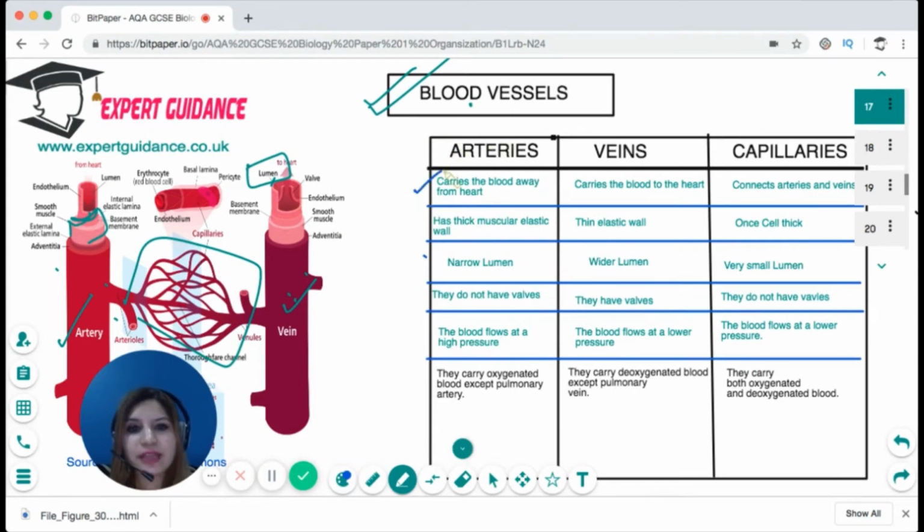Arteries carry the blood away from the heart, veins carry the blood to the heart, and capillaries connect arteries and veins. Arteries blood flows at a high pressure, in veins it flows at a lower pressure, and capillaries at a lower pressure. So to withstand high pressure, the arteries have thick muscular elastic walls, veins have thin walls, and capillaries are one cell thick. Arteries have a narrow lumen, veins have a wider lumen, and capillaries have a very small lumen. As the blood flows at a very low pressure in veins, there are chances that the blood can backflow. So veins have valves to prevent the backflow of blood. Arteries and capillaries do not have valves.